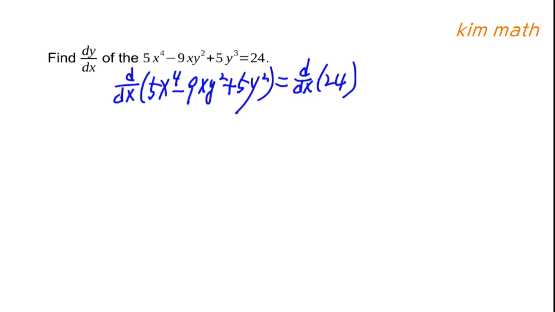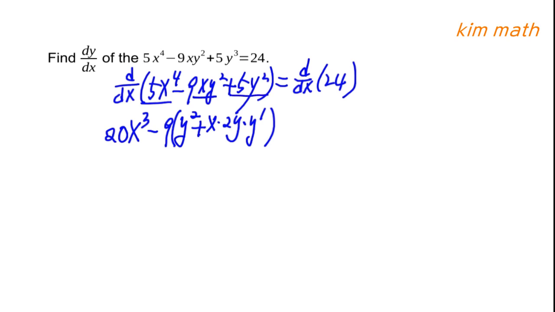Okay, directly, d/dx of 5x to the 4th power will be 20x to the 3rd power. Is it correct? Okay, next one, negative 9xy squared. We must use the product rule, right? So the derivative of the first one is 1 times y squared, good, plus the first times the derivative of the second one, 2y y prime. Remember that? Okay, how about this part? The derivative of 5y squared with respect to x. You can simply write the derivative of 5y squared in terms of y, so 10y, but don't forget you must multiply by y prime, or dy/dx, right? And the other side is 0.